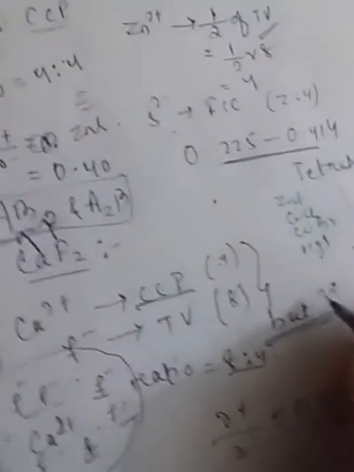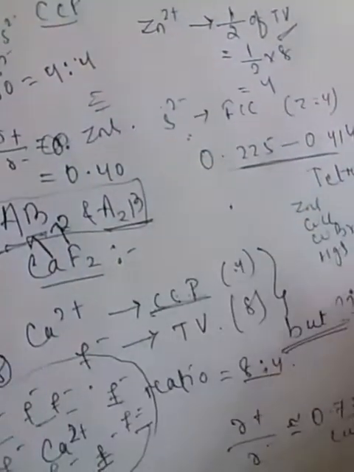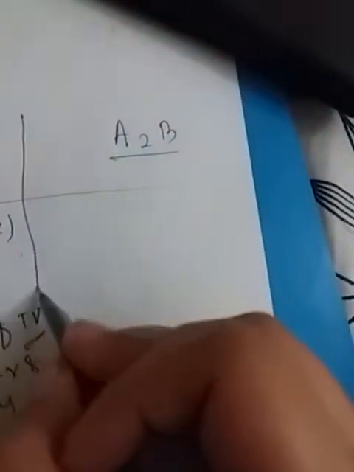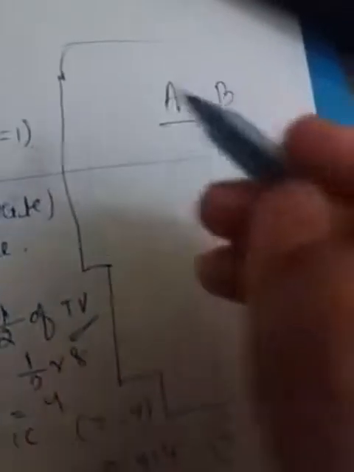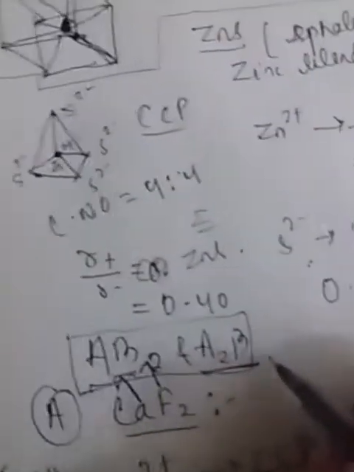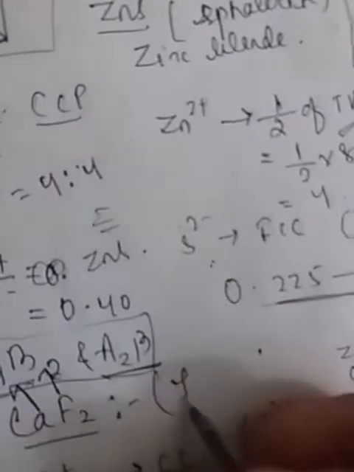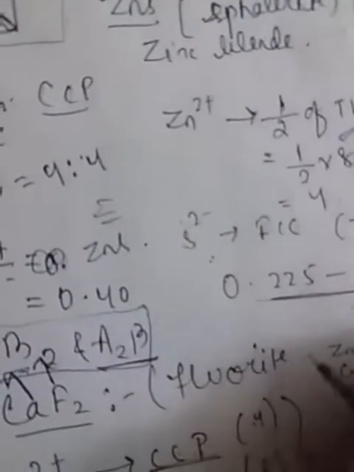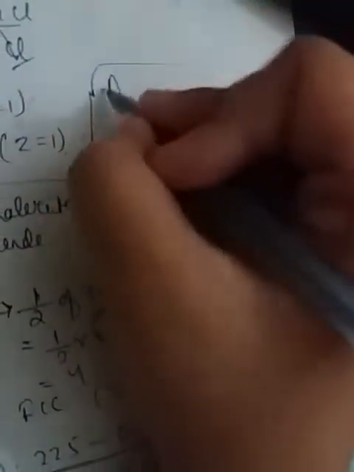Then in the same way, let us see what happens in the A2B arrangement. Just a few lines to explain to you. I forgot to tell you one thing. This CaF2 type arrangement is known as the fluorite structure, and this A2B arrangement is known as antifluorite.